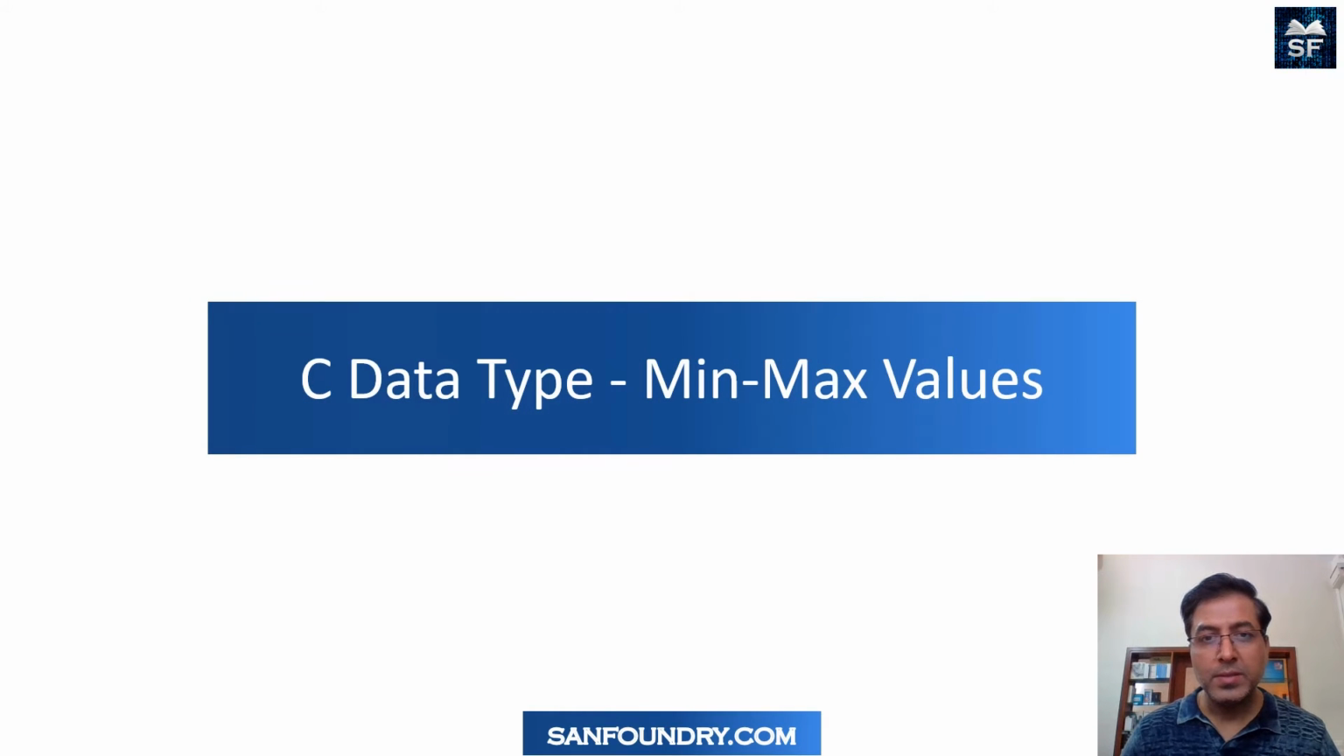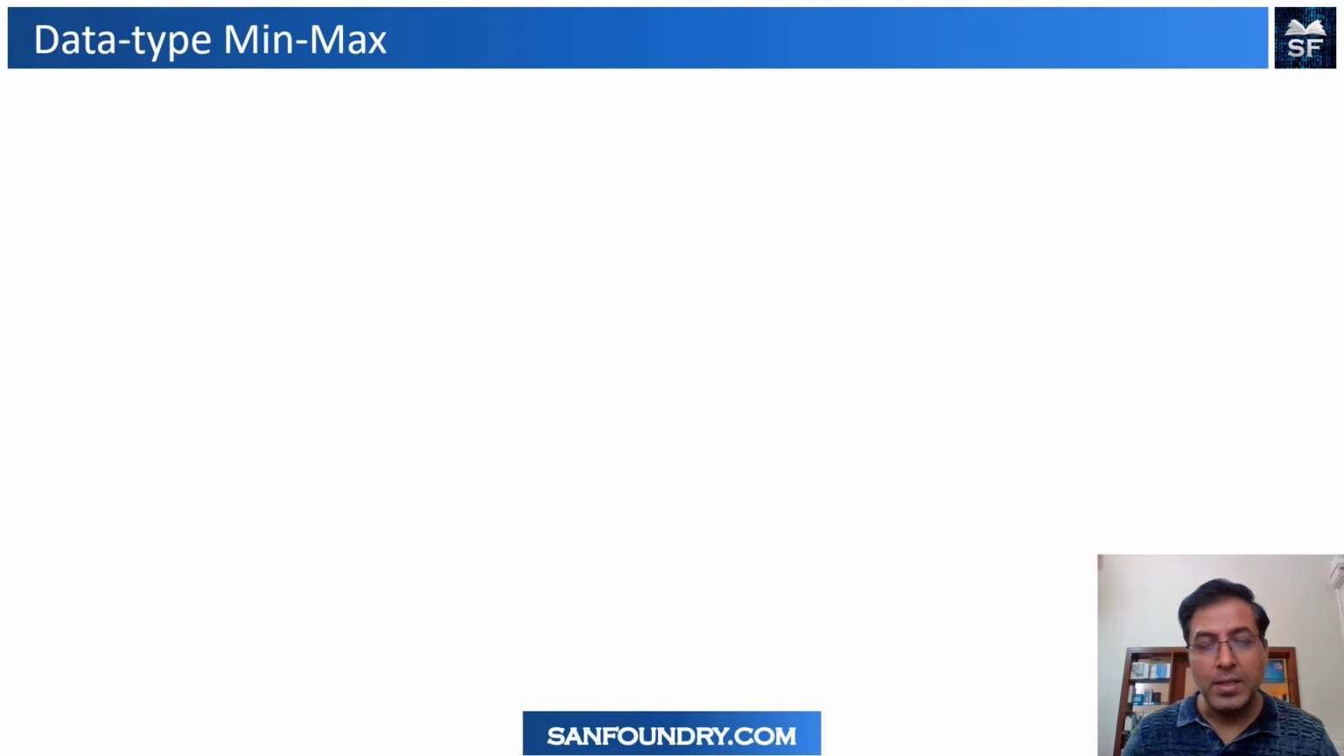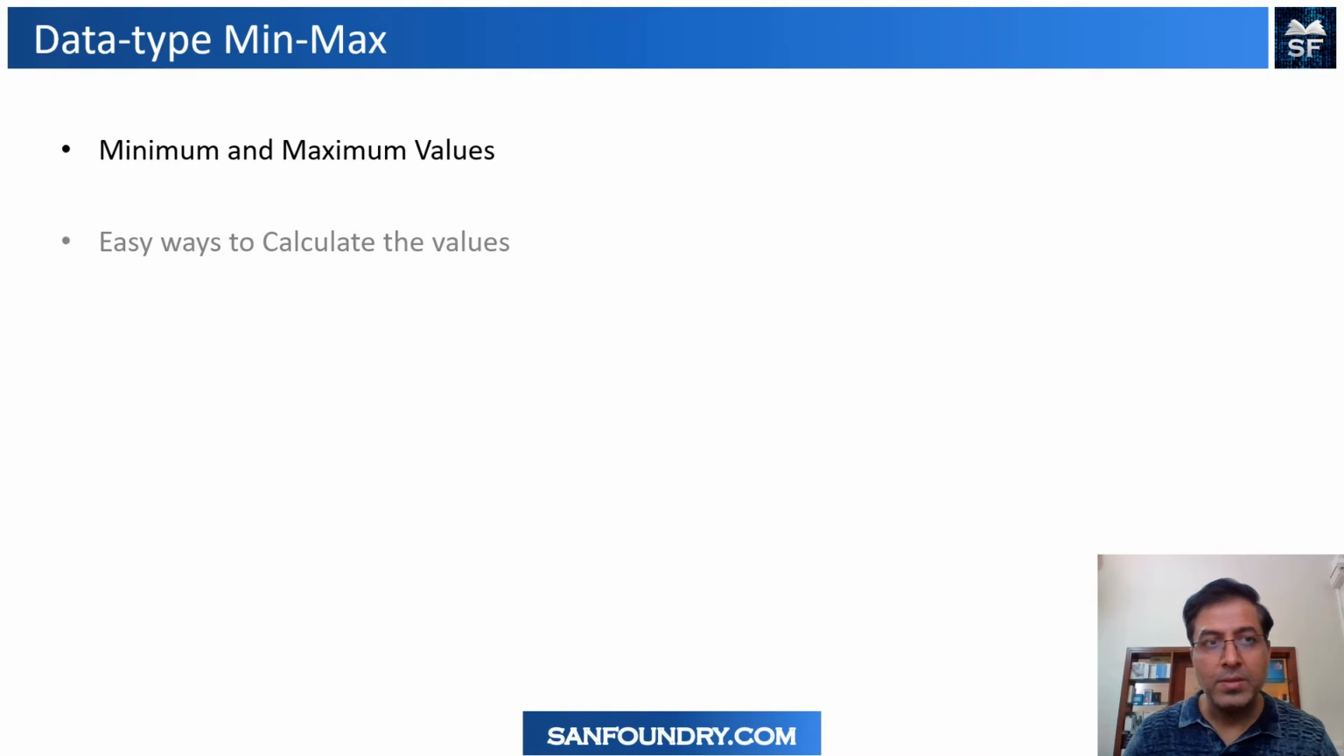Good morning, friends. In this class on C programming, I am going to talk about data types and the minimum and maximum values for these data types. As per the agenda, I am going to cover the minimum and maximum values, and then talk about easy ways to calculate these values. I am going to talk primarily about fundamental data types like character, short, integer, and long.